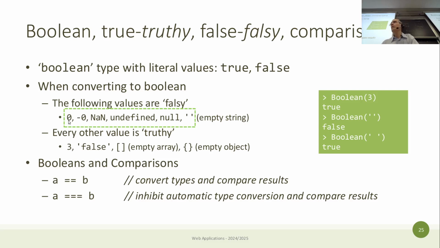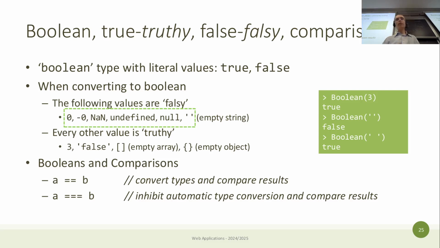For instance, of course, 0 is evaluated as false in a conditional expression, but also -0, also not a number, also undefined, so the special value that we saw before, also null, and also the empty string. Okay, while the empty array is not false, it's true. So you just need to get used to this behavior. I mean, JavaScript is full of these, let's say, strange behaviors. We will try to point them out when it's needed.